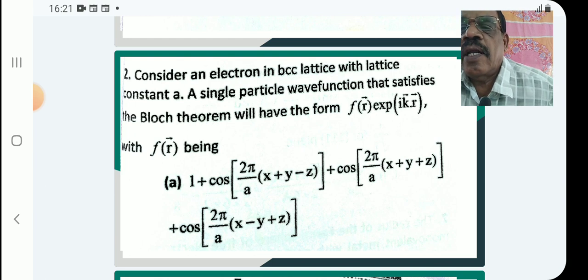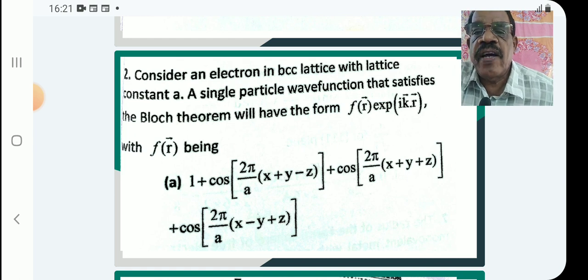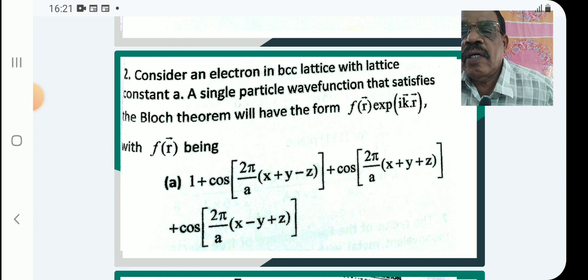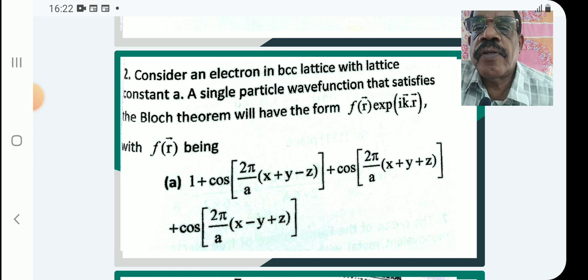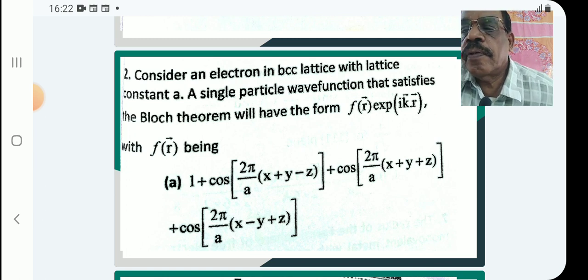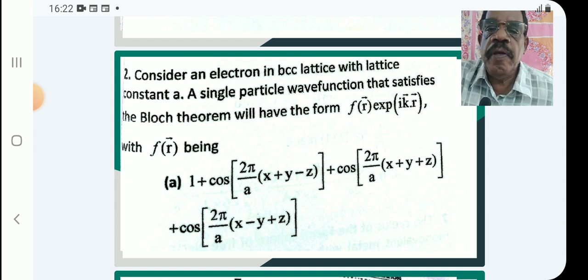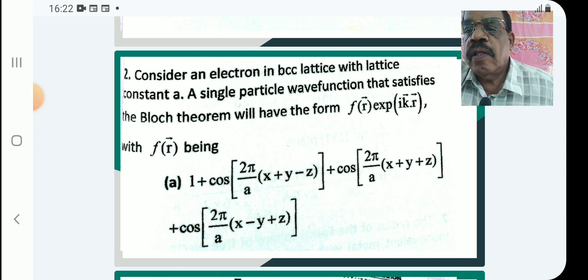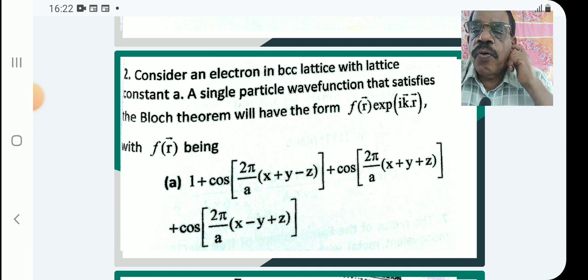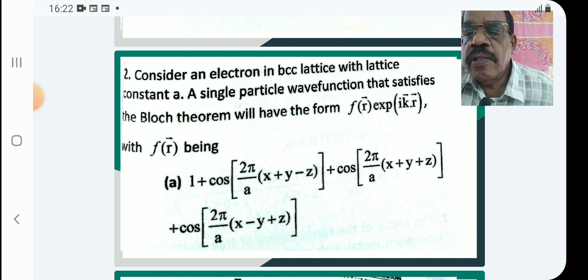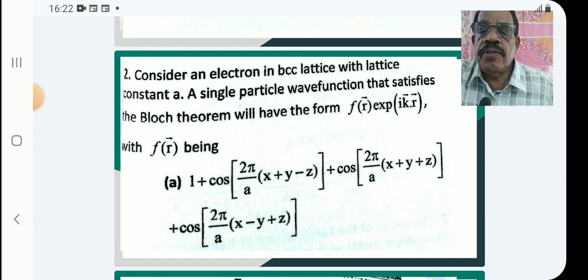Next problem: consider an electron in a BCC lattice with the lattice constant small a. A single particle wave function that satisfies the Bloch theorem will have the form f(r) exponential ikx, with f(r) being: A) 1 plus cos 2 pi by a (x plus y minus z) plus cos 2 pi by a (x plus y plus z) plus cos 2 pi by a (x minus y plus z).